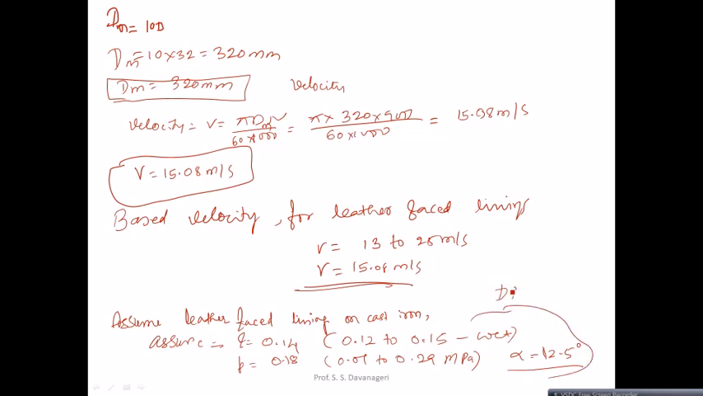Now you can consider the semicone angle alpha equal to 12.5 degrees. Now all these data are selected from the design data handbook, referring to table number 3.4. This is based on the values 10 to 25 degrees, you can select this semicone angle 12.5. Anyway, please cross check this alpha value referring to the design data handbook.